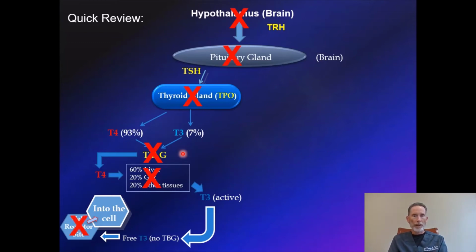And then we've got the last place where problems can happen, and that is actually at the cell receptor. Remember that every cell has to have a receptor to allow the hormone into the cell so it can do its work. If that receptor is closed down, it will not allow the hormone to go into the cell. When this happens, all of your thyroid labs will look normal, but you still have a thyroid problem.